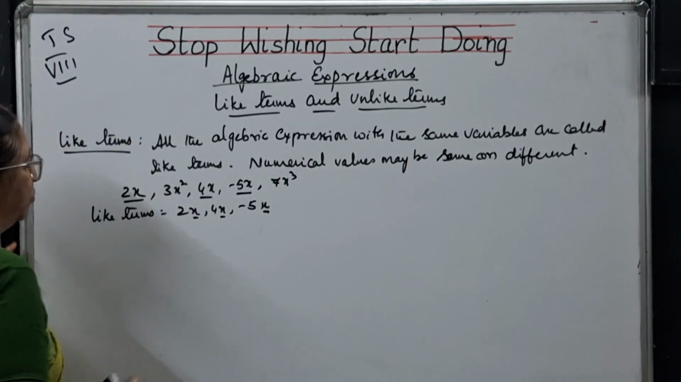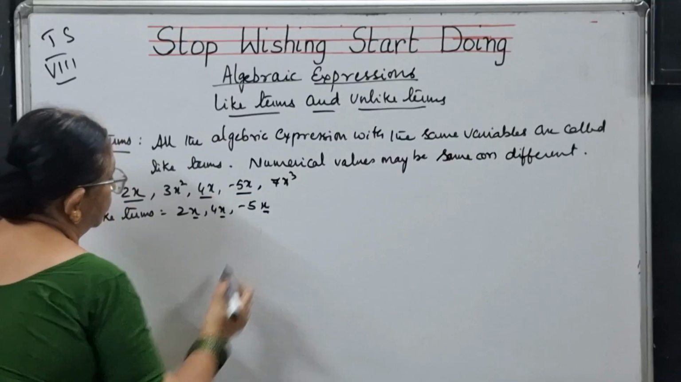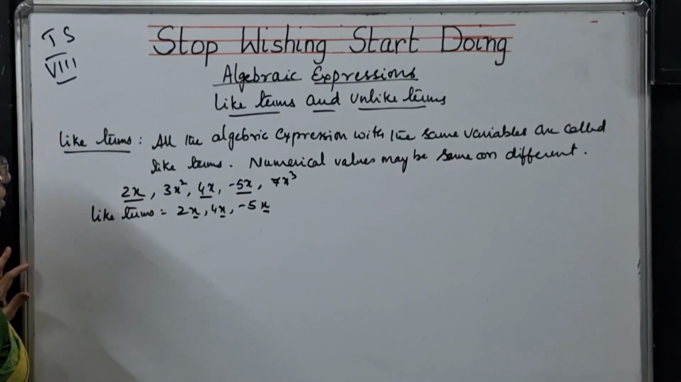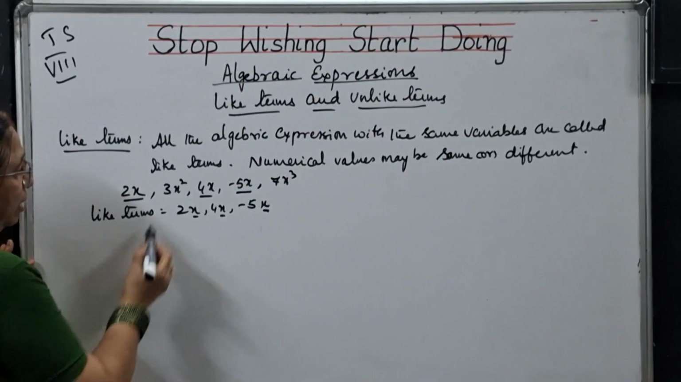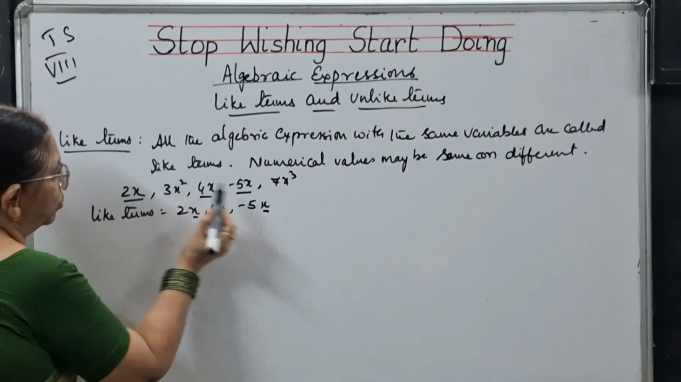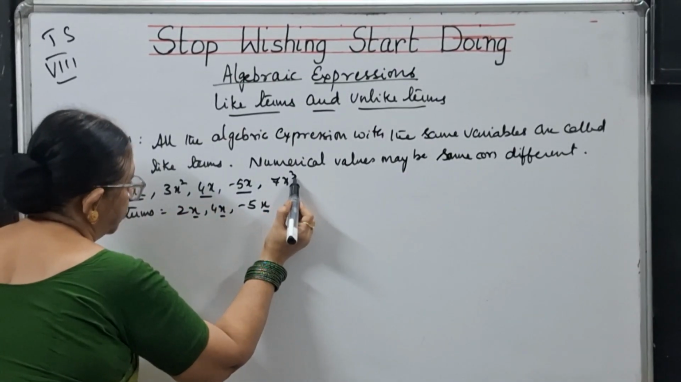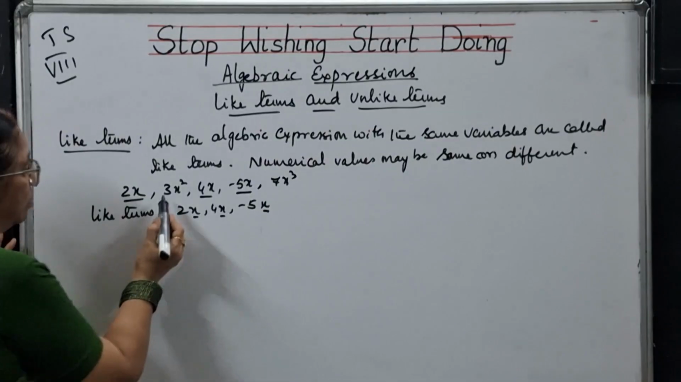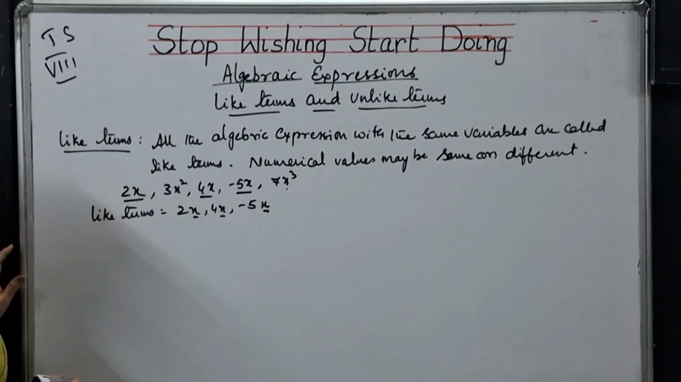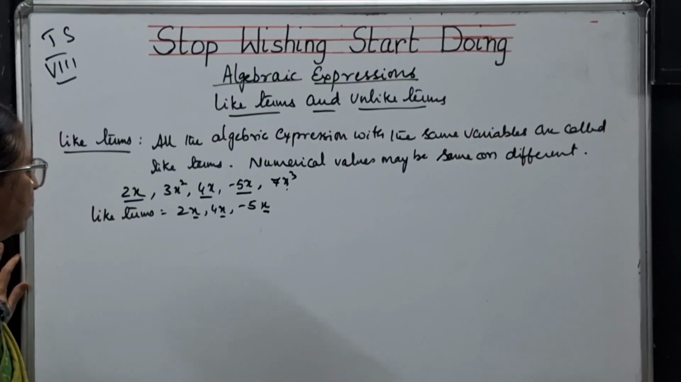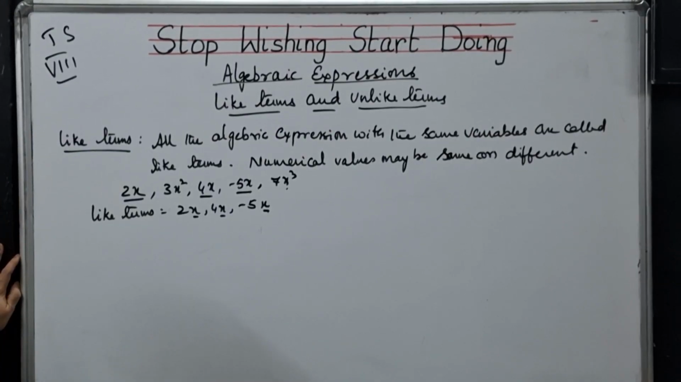You can ask me, we have the same variable here also, no. Why are they not like terms? It is because they have powers. Here we have x with power 2 and x with power 3. So these two are not considered as the same terms. Their variables are not the same.